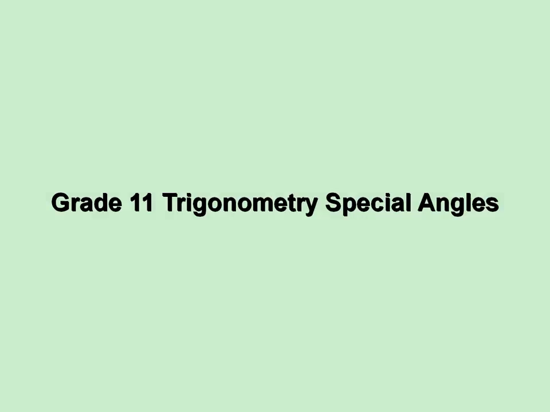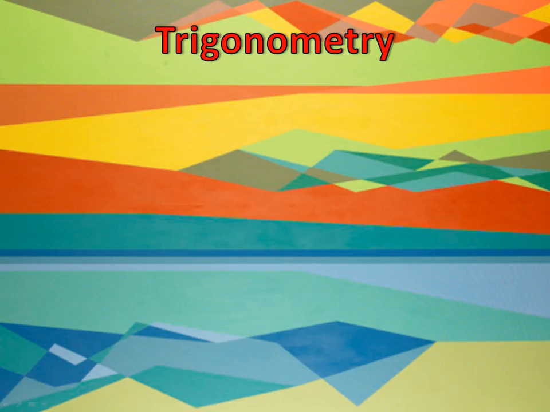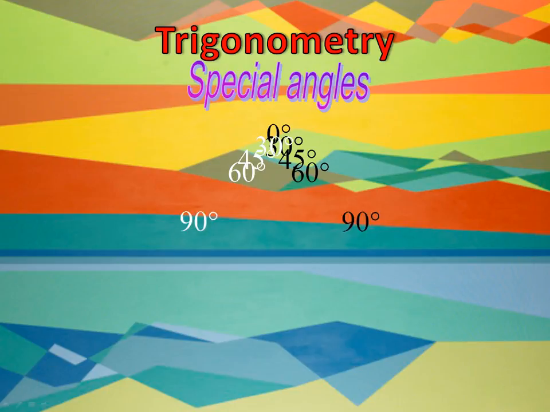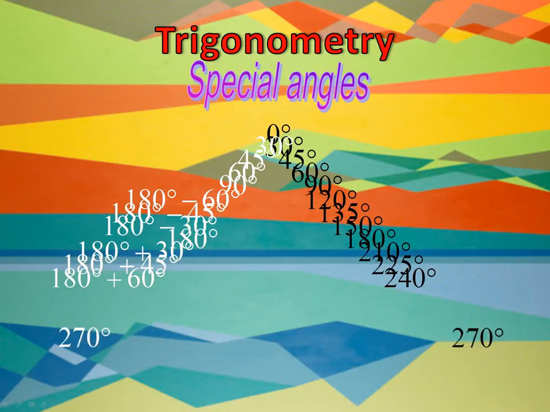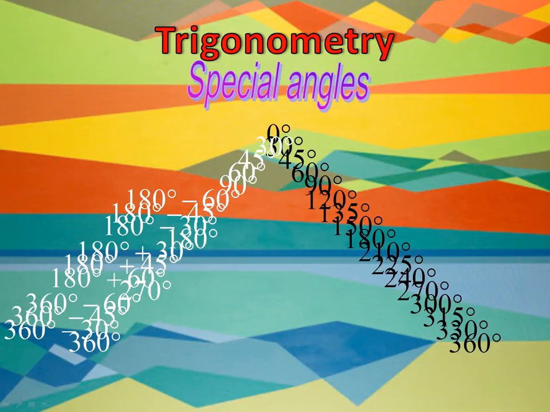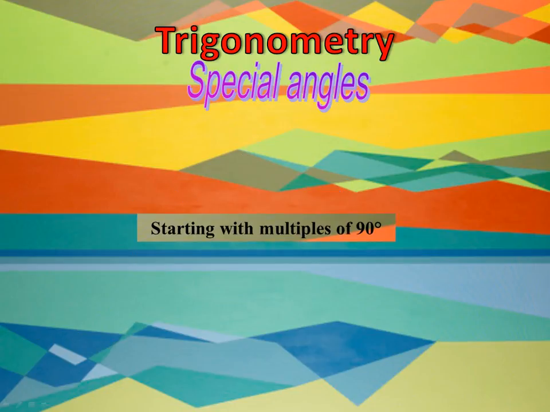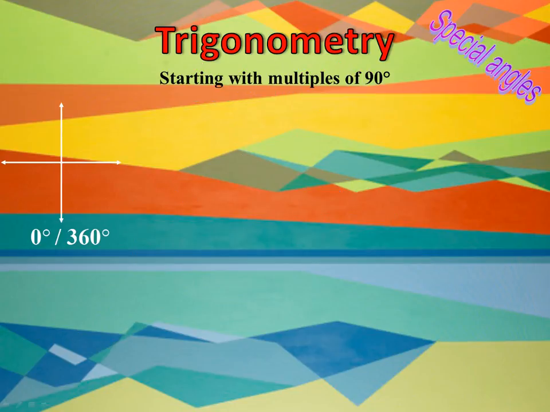Trigonometry special angles. This involves all multiples of 90 degrees, multiples of 30 degrees, and multiples of 45 degrees. We can find them without using a calculator. Let's start with the multiples of 90.